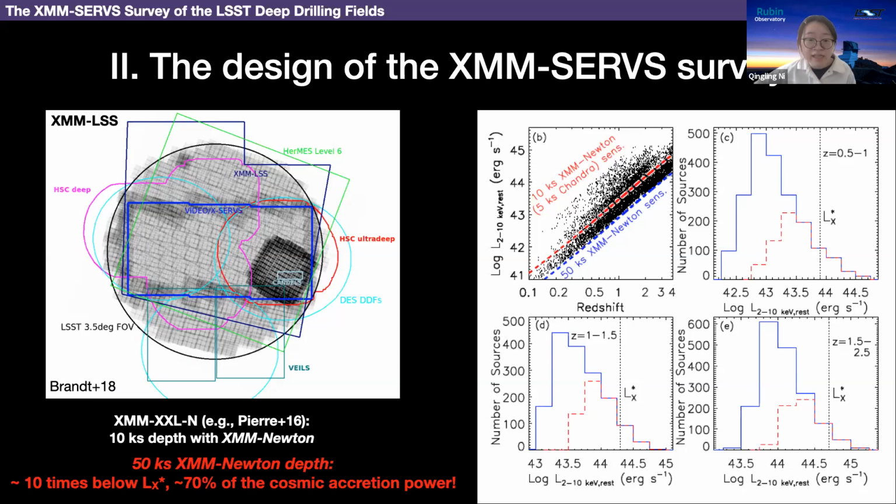With the 50 kiloseconds XMM-Newton depth, we could probe 10 times below the mean luminosity of the X-ray luminosity function, and we can include 70% of the cosmic accretion power with our survey. And the luminosity distribution of the probed AGN with a 50 kiloseconds XMM-Newton depth is shown here as a blue histogram, in comparison with the probed AGN luminosity with 10 kiloseconds XMM-Newton depth represented by this red histogram. We can see that by increasing the depth, we are going to probe more moderate luminosity AGN.